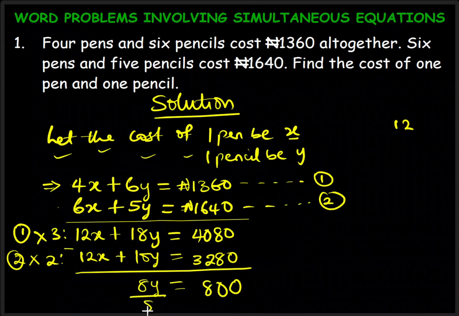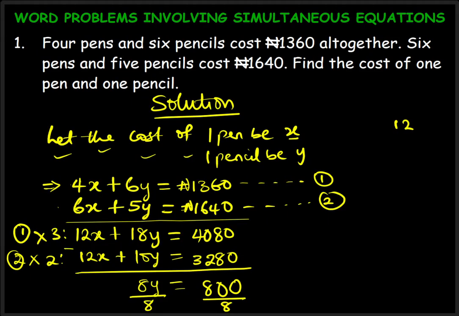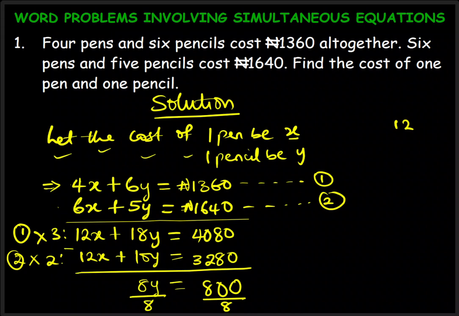Then of course, if we divide both sides by 8, let's go down and see what that will give us. If we continue from there, where did we stop? Our y is equal to 100. All right, so that's the value of y. Remember, y is the cost of one pencil.